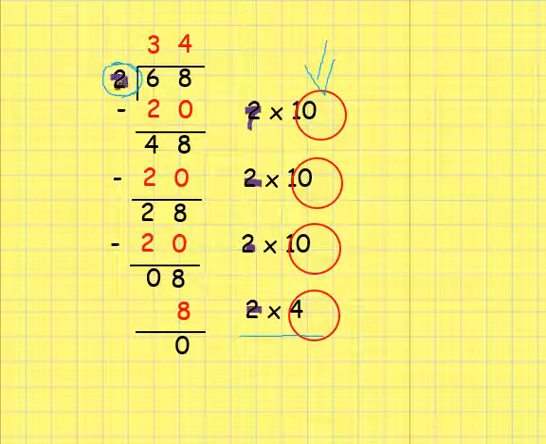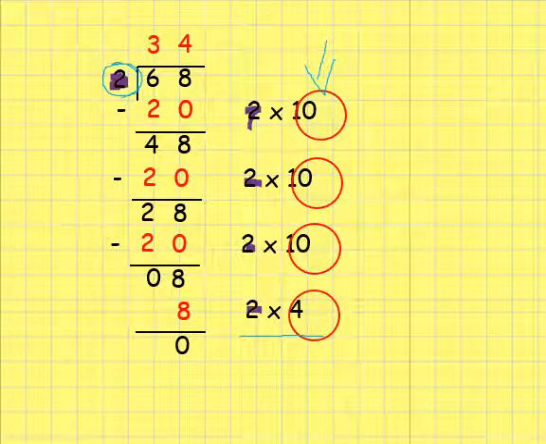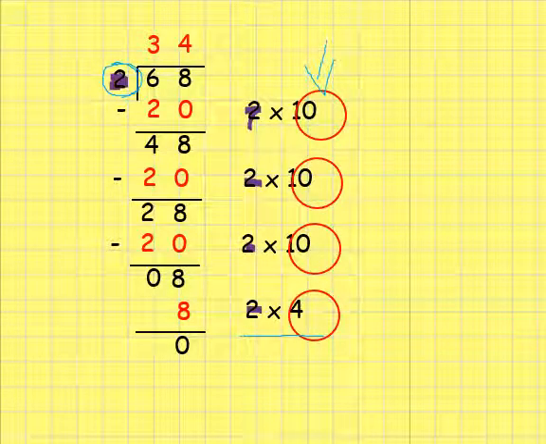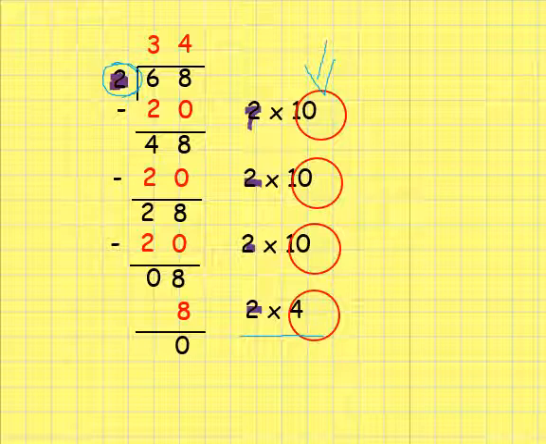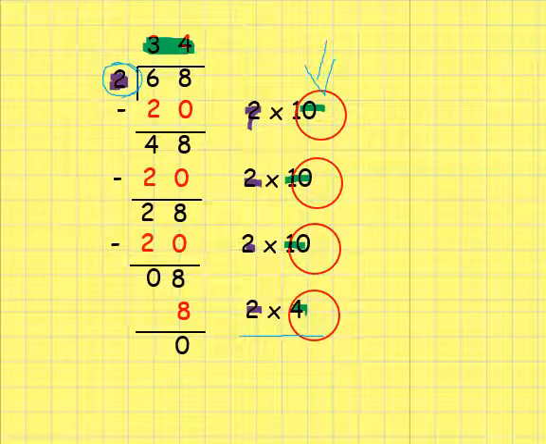So this relates to this bit here. And that means that I'm not going to make any mistakes when I come to working out my answer, because my answer is going to be all of these numbers that are circled added together to get this number, which is going to go above my bus stop. So 10, 20, 30 and 4 equals 34.